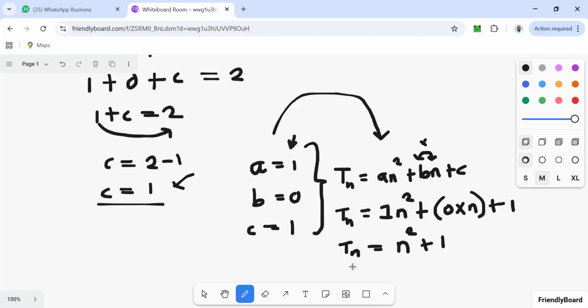So this is the general term, or the nth term, of the quadratic number pattern 2, 5, 10, 17, 26, and 37.